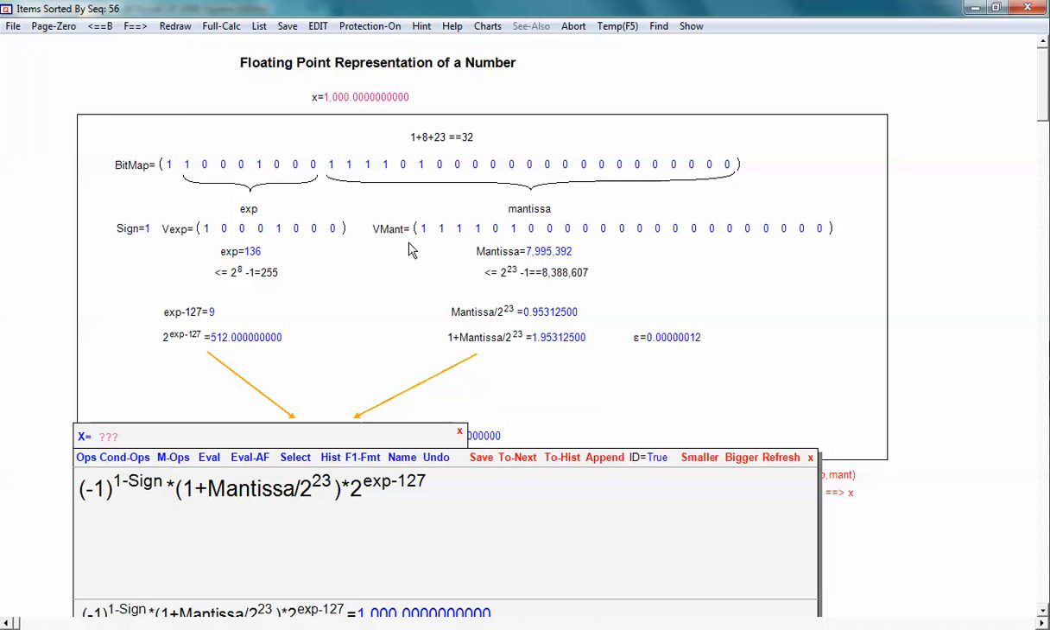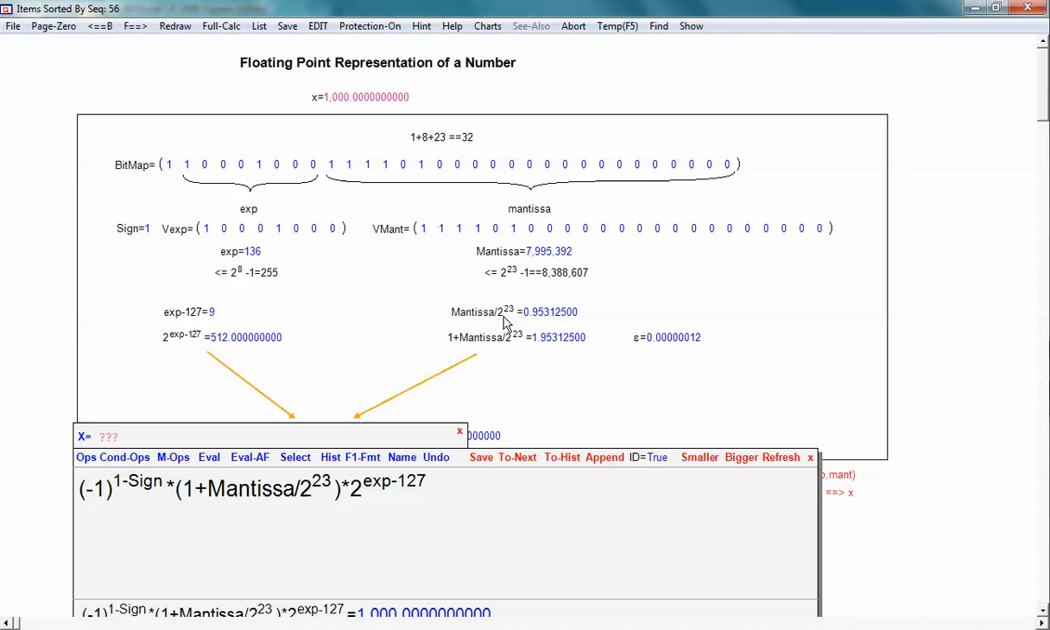Okay, so this is how the computer stores 1,000 in its bit schema. This is the mantissa part. So if we extract that, we get this. If we convert that into a number, this is binary code. This is the decimal equivalent of that binary code. We get 7,995,392. And then we divide that by 2 to the 23rd.